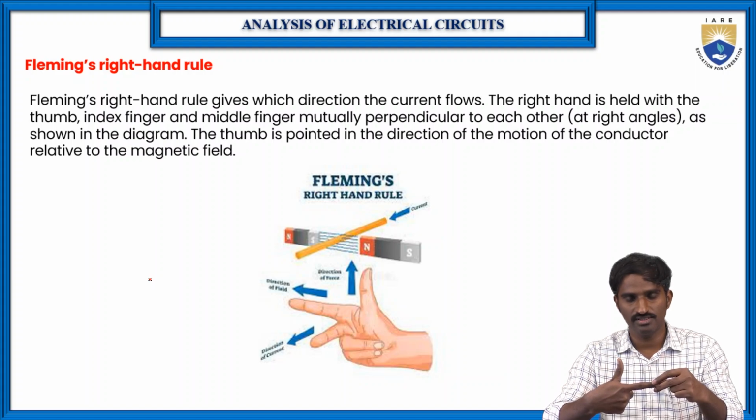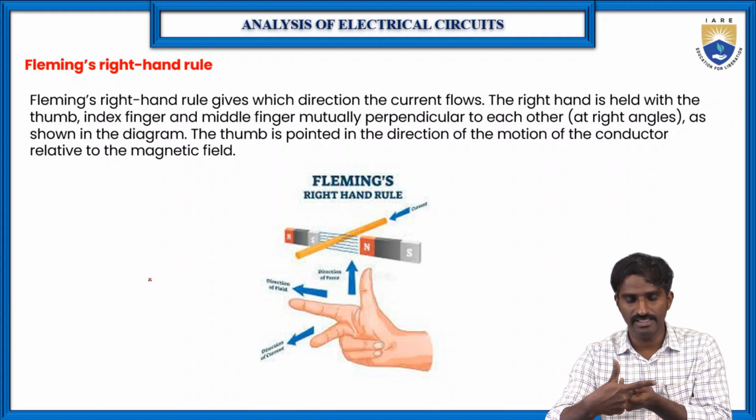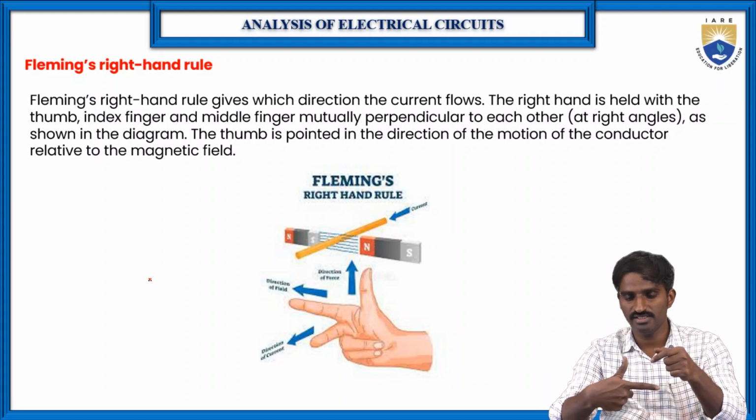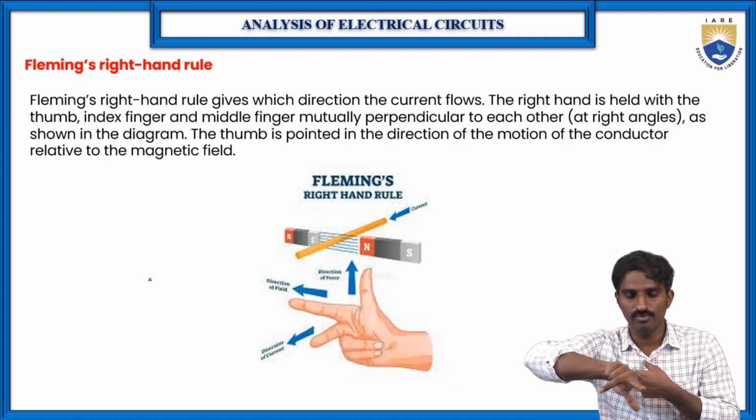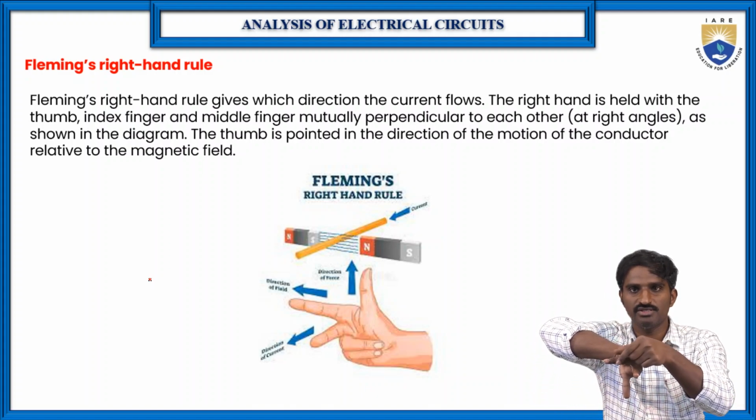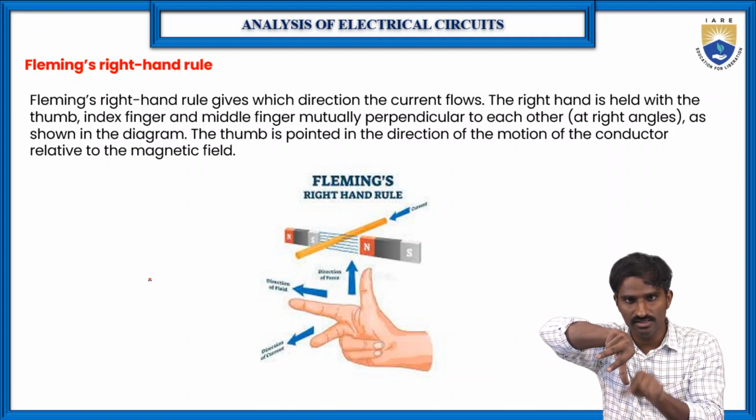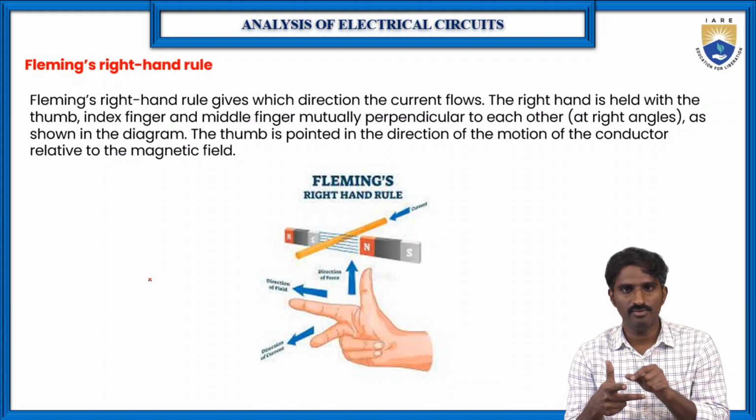So the direction of the force is like this, and the direction of the current flowing through this coil is in this direction. Otherwise, if you want it in the opposite direction, then in this way. Here the direction of the current is towards us, but if you place it like this, then the direction of the force is the other way, outwards, and here it is downwards.